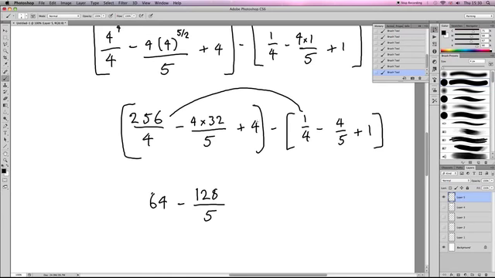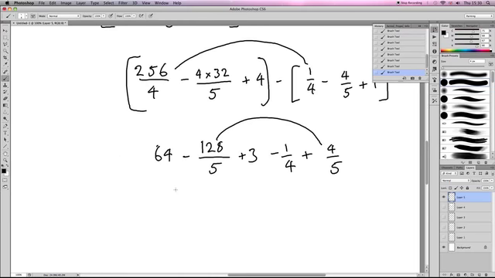I'm going to do 4 minus 1 now. So 4 minus 1, it gives me 3. I've still got to minus a quarter, and because it's double negatives, I've got plus 4 over 5. So what I'm going to do is combine these two together. So I'll do 128 plus 4. That gives me 132.